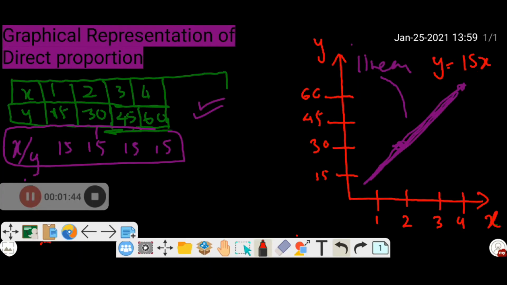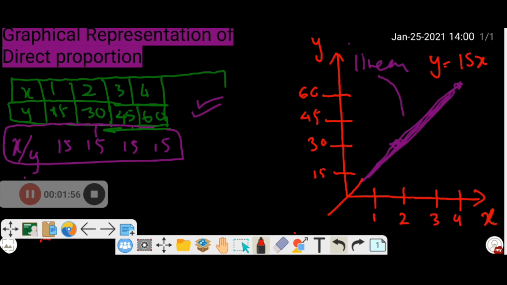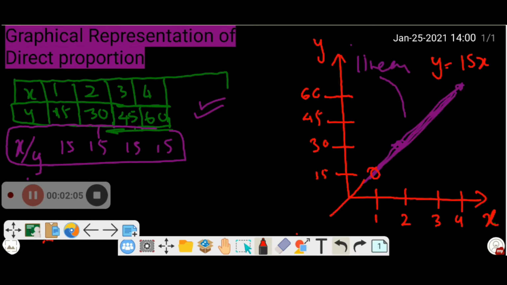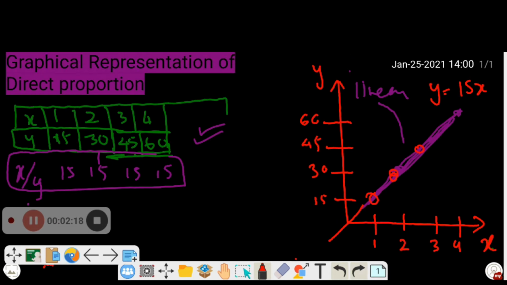Another question that we have is, is it necessary that the graph needs to pass through the origin? Yes, it's necessary that the graph needs to pass through the origin for 2 reasons. As we have discussed before, in direct proportion, if one value increases, the other value increases. If x triples, y triples. If x decreases, y decreases. If x becomes 0, y will automatically become 0.